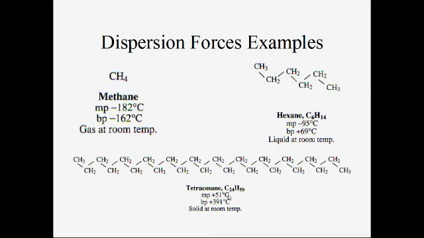This has a melting point of 51 degrees Celsius and a boiling point of 391 degrees Celsius. It's a solid at room temperature. So we're just increasing the mass of the molecule. We're increasing the dispersion force, the attractive dispersion force, and increasing the attractive force that holds it as a solid and as a liquid.